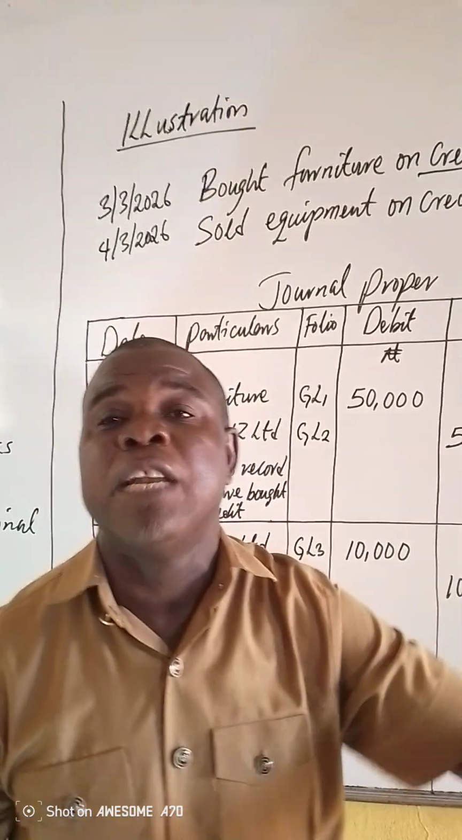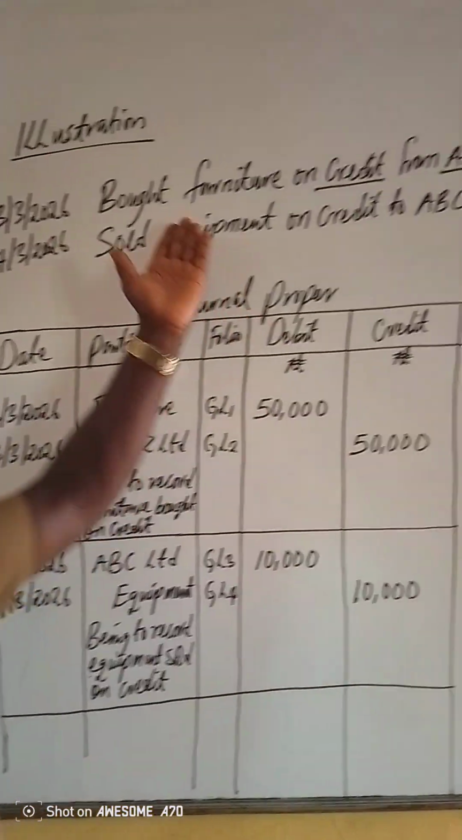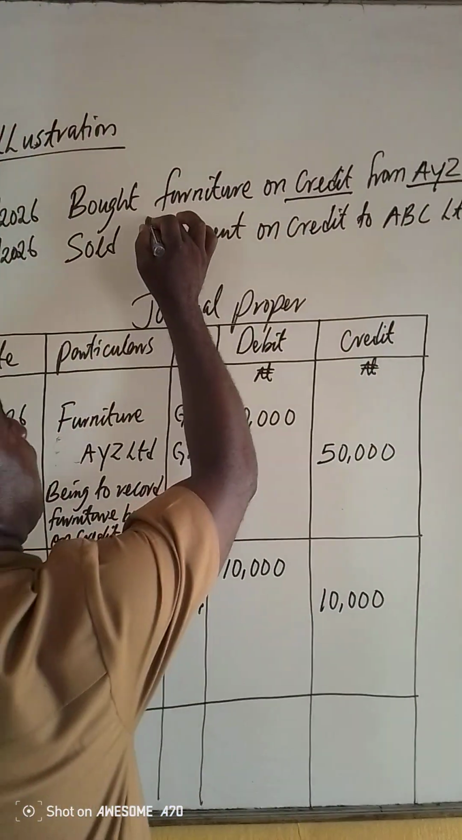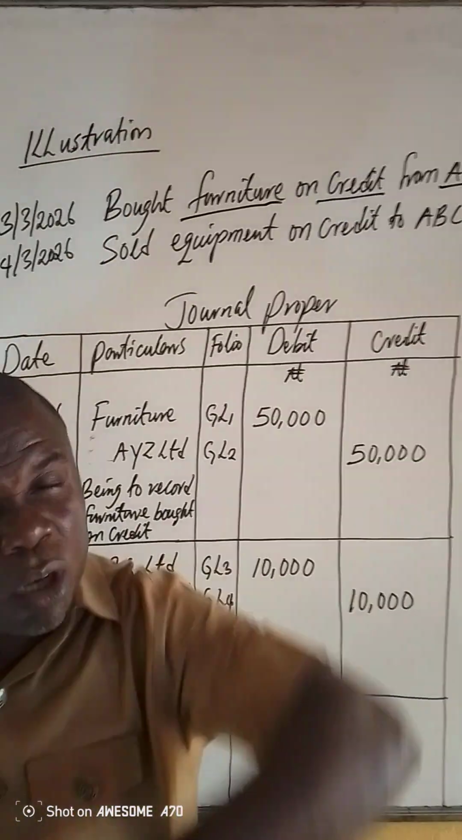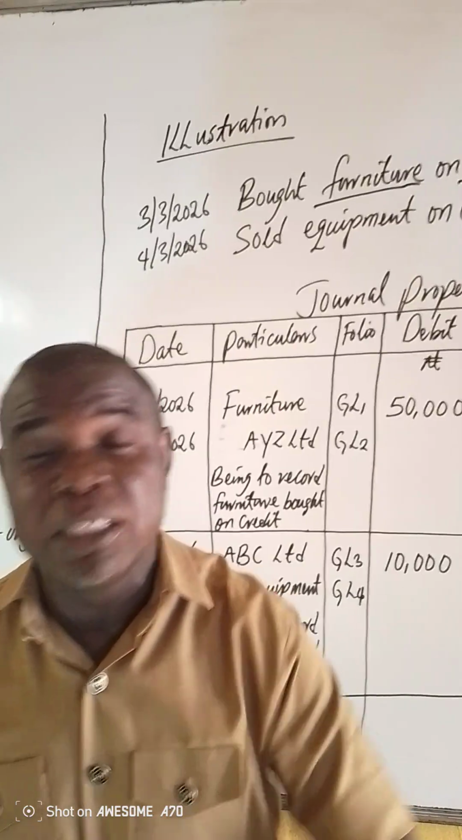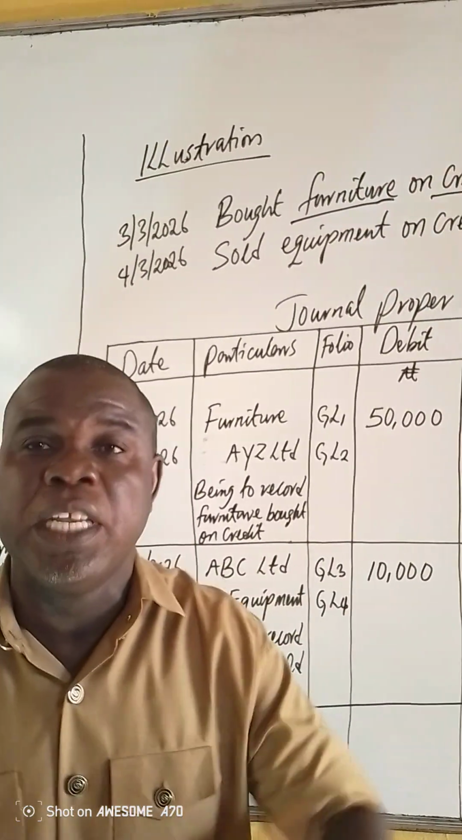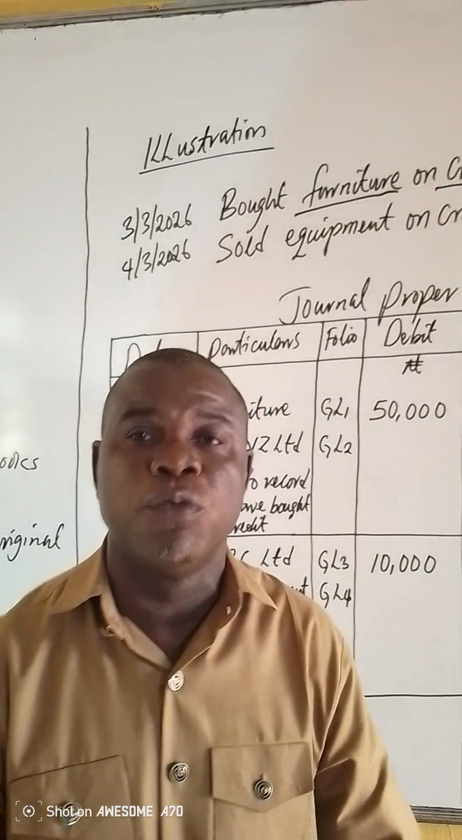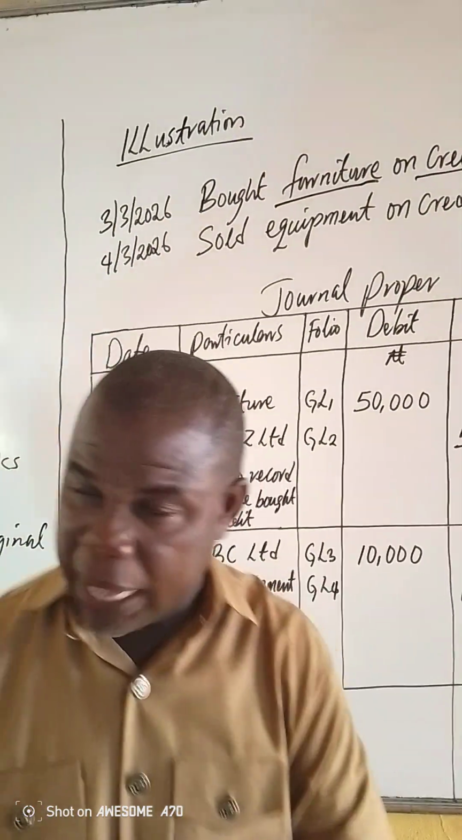If the business is buying furniture on credit, it means AYZ is giving the business furniture. Therefore, AYZ becomes the giver account, which should be credited, and the receiver account is what the business receives. I emphasized in the previous video that the receiver account, don't forget, is what the business is receiving in the transaction. So in this case, the business is receiving furniture, and furniture becomes the receiver account and will be debited, based on the principle of double entry, as all assets purchased are debited.